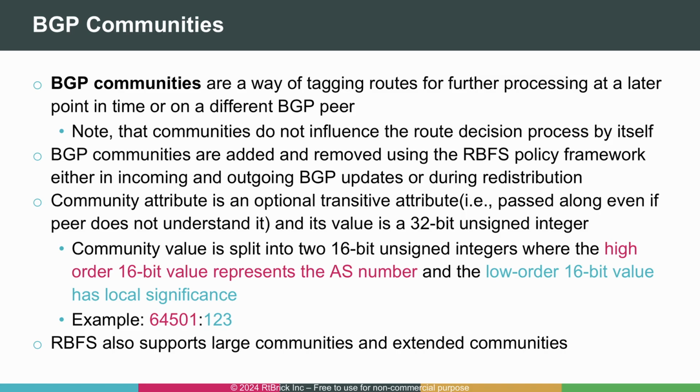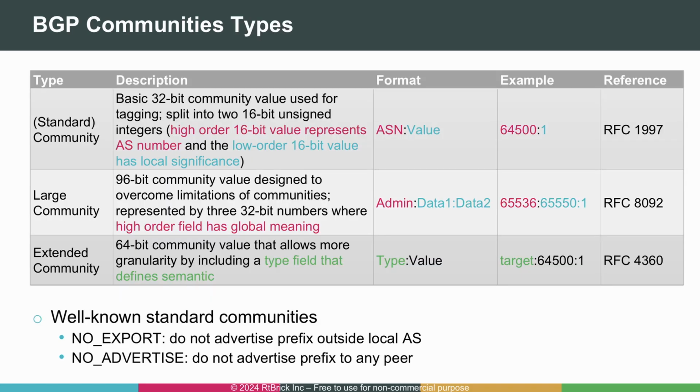The standard BGP community, as defined in RFC 1997, is a 32-bit value. It's usually written in the format AS number : value, where the first part is a 16-bit AS number, and the second part is a 16-bit value assigned by the operator. Because standard communities only support 2-byte AS numbers, BGP large communities were introduced in RFC 8092. These are 96-bit values divided into three 32-bit blocks which are separated by colons. The first holds the 4-byte AS number, and the second and third are operator-defined values.